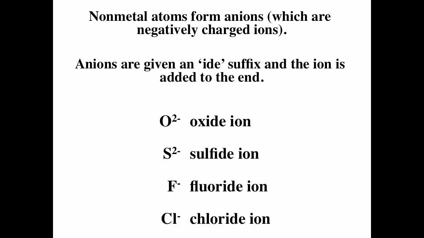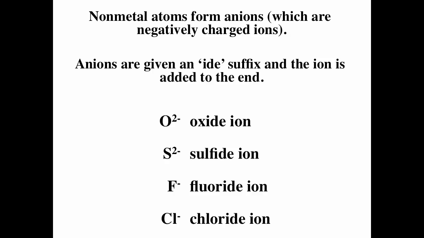Now negative ions are a little bit different. Negative ions are anions. We change the suffix to -ide. And so oxygen goes from oxygen to oxide ion. When sulfur gains electrons, it forms the sulfide ion.